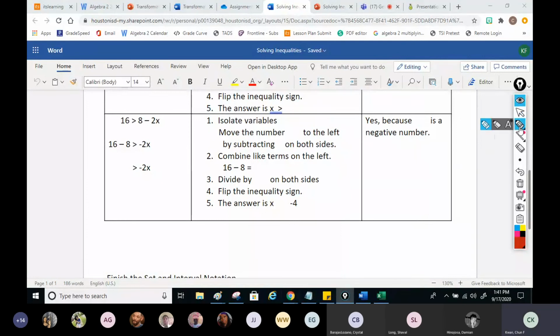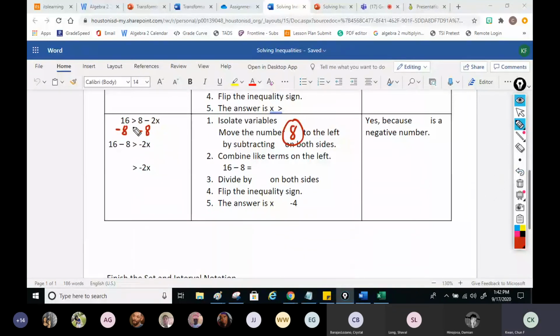All right, let's take a look at this problem right here. So you have 16 greater than 8 minus 2x. I want you to see if you can figure out the rest. The first step is to isolate the variable. So that means you have to move the number 8. You have to move this guy, the number 8, to the left. So right here, put the 8. And then right here, can you guys go ahead and type minus 8 on the left? Minus 8 on the right. So type it and then put it in your homework, okay?